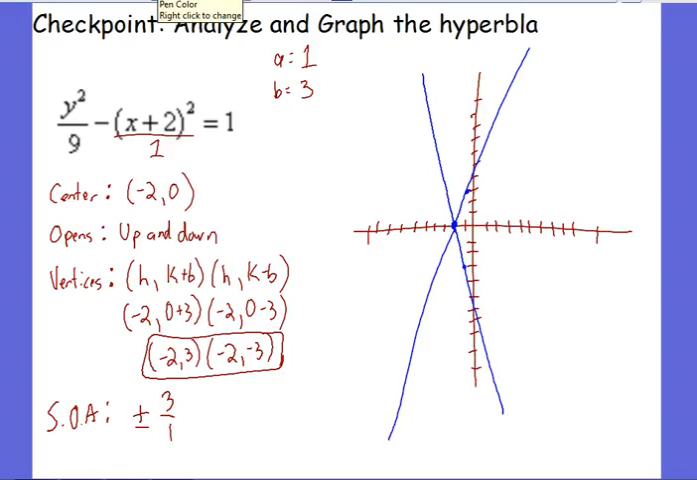What do I draw next? The vertices. According to this, my vertices are -2, +3, so right here, and -2, -3, so right there. So you can tell, based on where my vertices are, that my hyperbola is going to be here on the top and the bottom, right? And again, I already know that because I know it opens what? Up and down. So now, guys, just basically hug the asymptotes. And there you go.